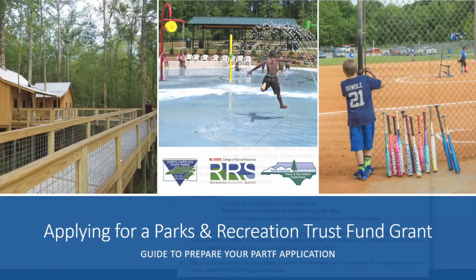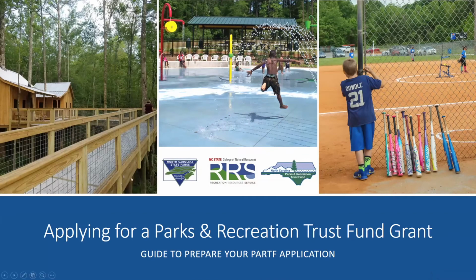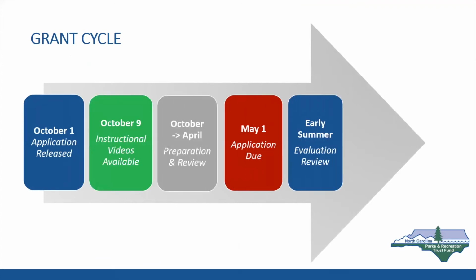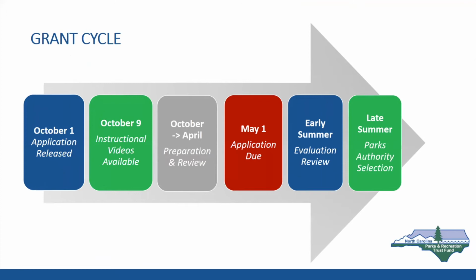We do have a series of videos for applying for the Park and Recreation Trust Fund grant. Up in the top right corner, if you go to go.ncsu.edu/PARTF, P-A-R-T-F app video, this takes you to our YouTube channel, and there are 5 different videos. The screenshots that I just showed you from the grant manual are in the score system and definitions. You can look through that and hear a little more detail on how to do those plans, and the video outlines exactly the criteria that are needed.